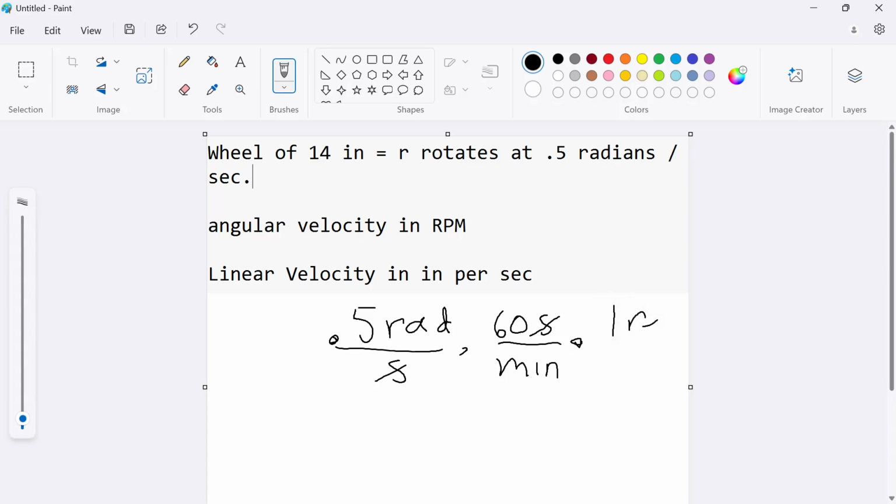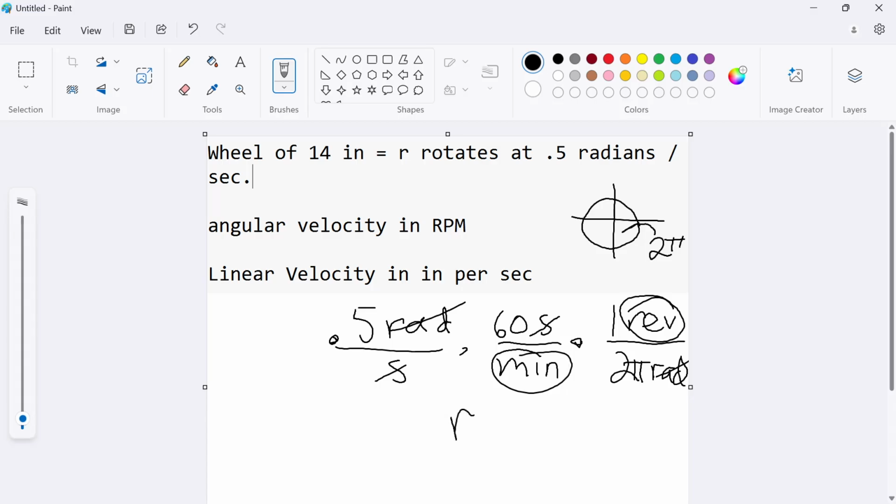Well, how many radians per revolution? If you remember the unit circle, one time around is 2 pi. So it's one revolution in 2 pi radians. And the reason I put the radians on the bottom is so those units will cancel. And look at the units that are left: revolutions divided by minutes. So this is going to be revolutions per minute.